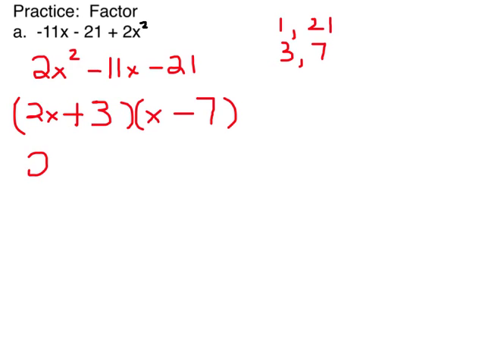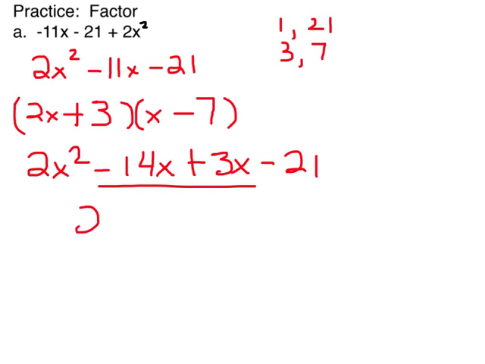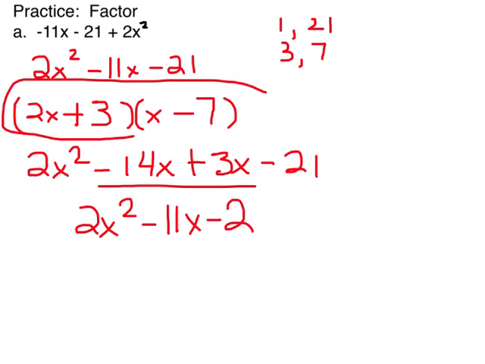I'm going to do the math. 2x squared. 2x times negative 7 is negative 14x. 3 times x is positive 3x. And 3 times negative 7 is negative 21. Add the middle terms. 2x squared minus 11x minus 21. So I was right the first time, fortunately. And that is my correct answer. Okay, let's go ahead and do the next one.